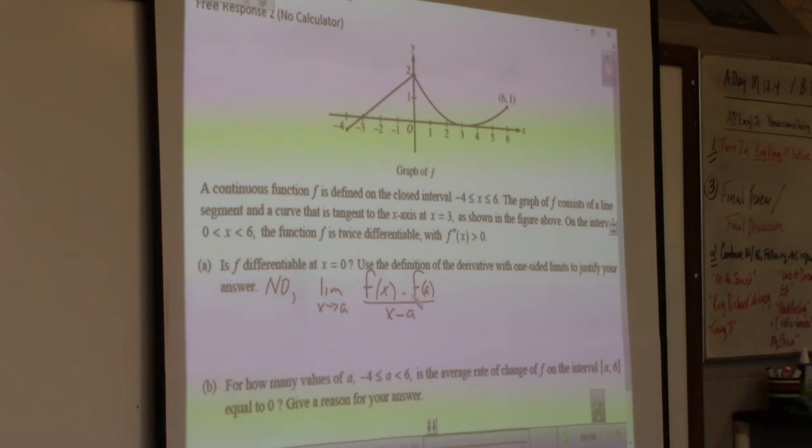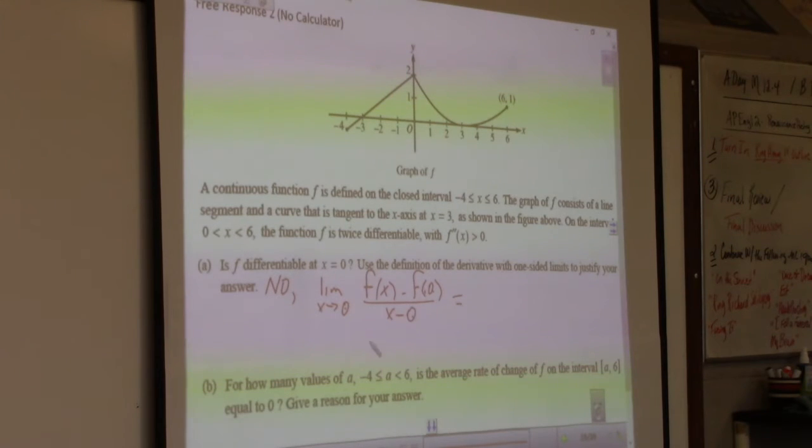Now, if you remember, this is the definition of the derivative at x equals a. So in this case, we're going to change this a to 0. And we can do a 0 here, and we can do a 0 here. But more specifically, here's what I want you to do. What is the answer to this?